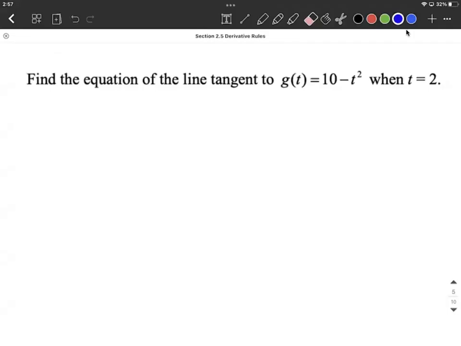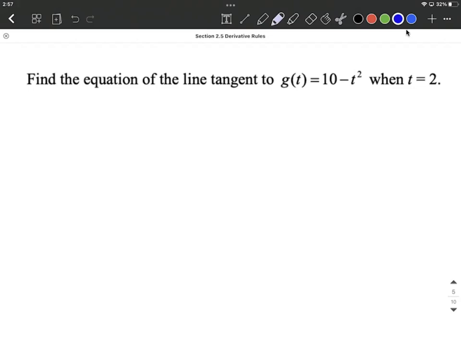Okay, we want to find the equation of a tangent line to this graph, g of t equals 10 minus t squared, and we're given a specific value for t, when t equals 2. So to get this, we need two pieces of information. We need a point on our graph, and we need the slope of our line.